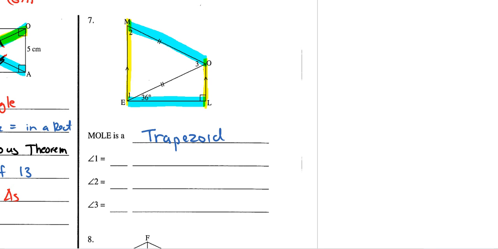Alright, so let's go ahead and try to find angle number 1 now. Angle number 1 is right here. And let me just delete all these colors now that we know this is a trapezoid. In order to find angle number 1, I recommend using the Z-shape rule. So here's my Z-shape rule. So I know that these angles have to be equal.